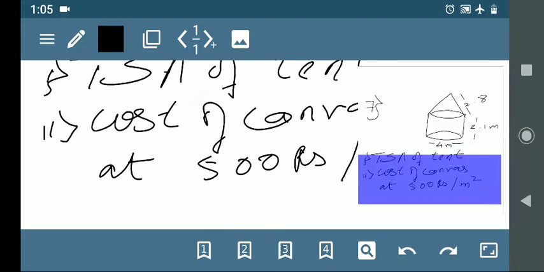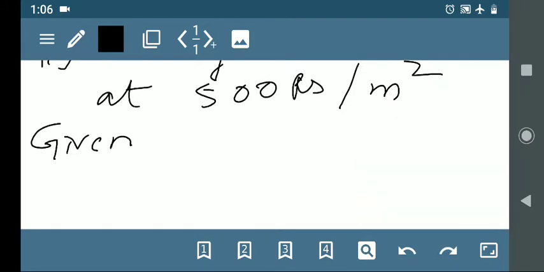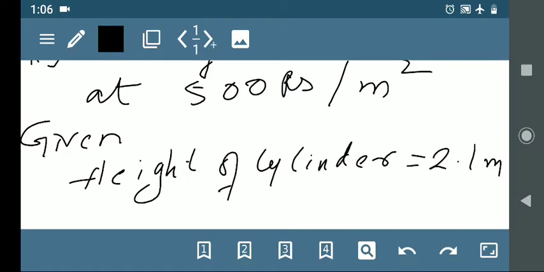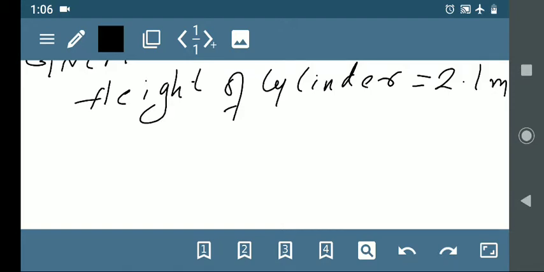So let us first write the given. What is given? Height of the cylinder is equal to 2.1 meters. Next, diameter of the cylinder.